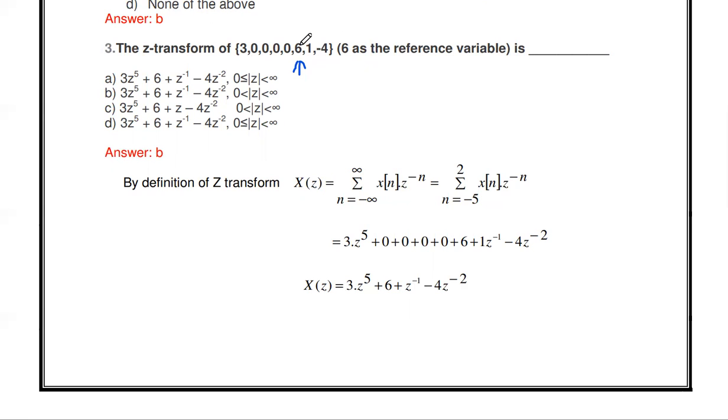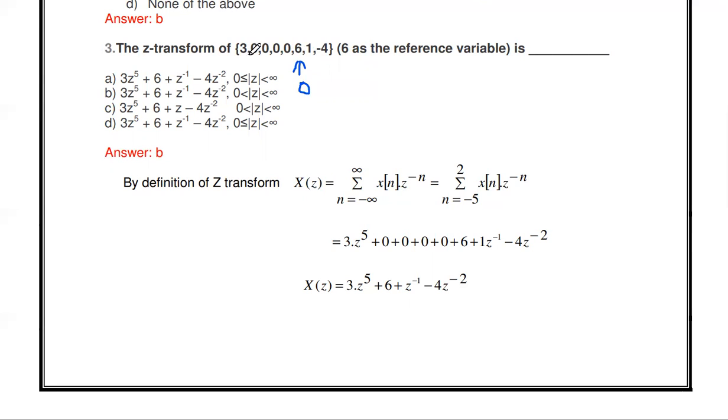Here 6 is the reference, which means this is the value of x of n at n equal to 0. So this 0 indicates x of minus 1, this 0 indicates x of minus 2, this is x of minus 3, this is x of minus 4, and this 3 is x of minus 5.